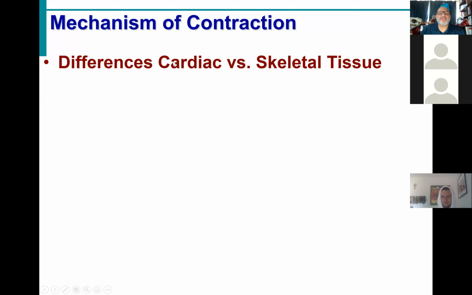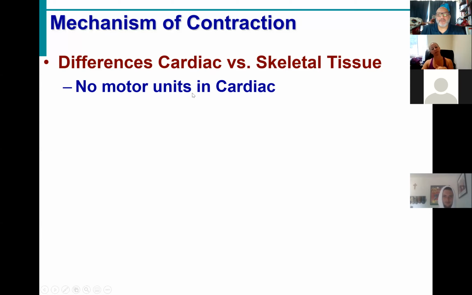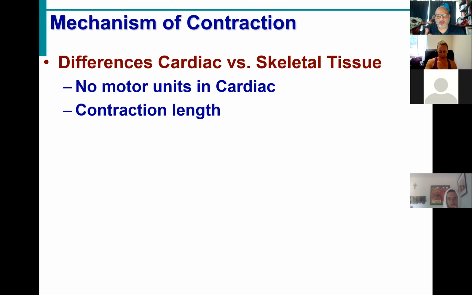So let's talk about how cardiac muscle and skeletal muscle contract and how they are different from each other. As we kind of already talked about, because our cardiac muscle cells have those gap junctions, they're all connected as one unit. So there are no motor units connected to different parts of it. It all basically is going to work together as one.